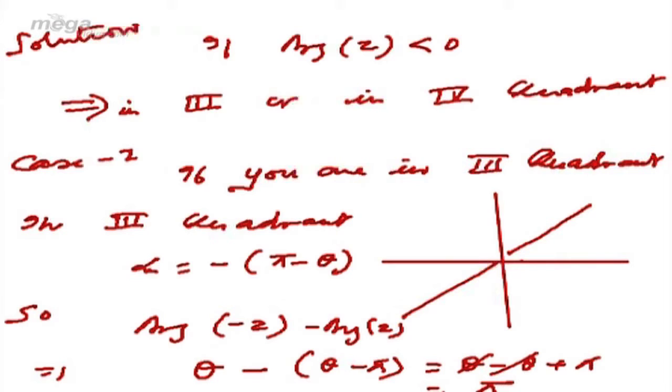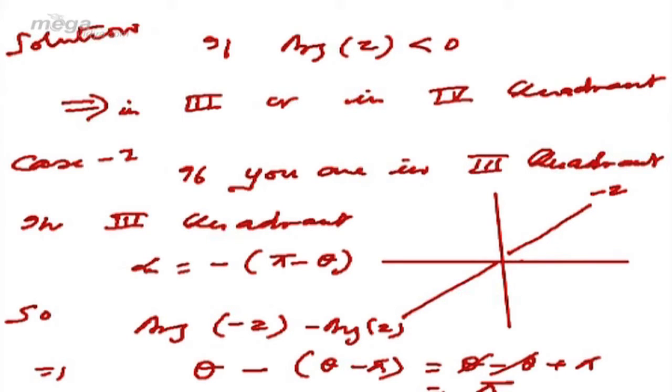That is, I'll again explain. If z is in the third quadrant, then minus z will lie in the first quadrant. So the argument of minus z will become theta and the argument of z will become theta minus pi.